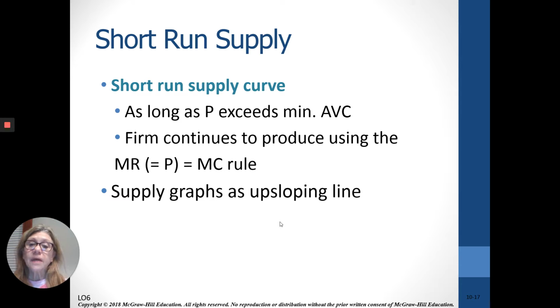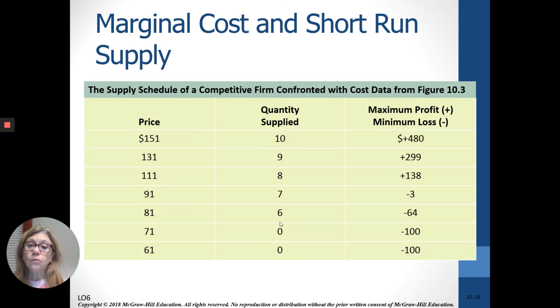Anyway, so as long as price exceeds minimum average variable cost, then production will take place. There will be a supply, and the firm will continue to produce using the marginal revenue equal marginal cost rule. Marginal revenue must be greater than or equal to marginal cost, and marginal revenue must cover average variable cost. And of course, marginal revenue equals price for the pure competitor. So let's take a look at the rest of this supply schedule. This is in your book.